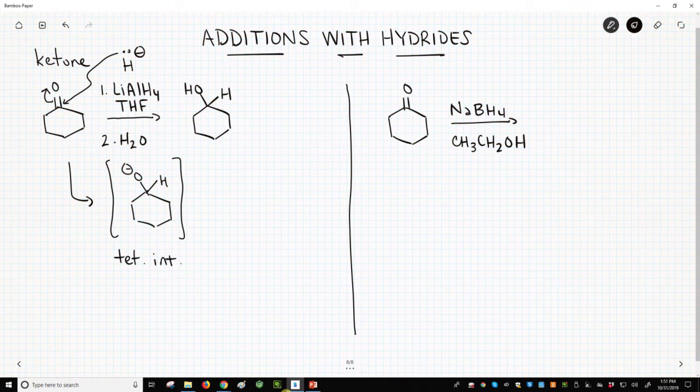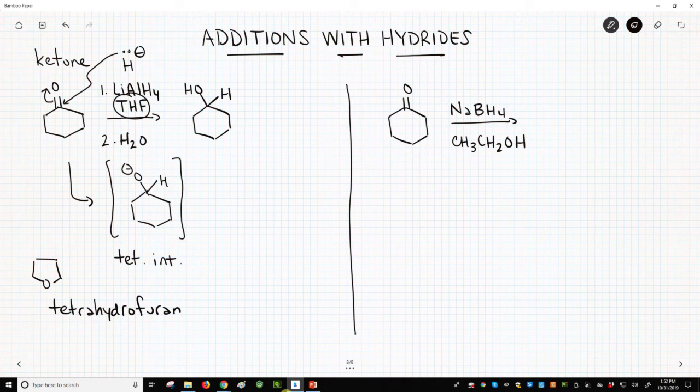When attacking a ketone or aldehyde, the tetrahedral intermediate will almost always be protonated in the next step. With lithium aluminum hydride, however, we normally use an ether solvent, often THF. So THF is this. It stands for tetrahydrofuran.